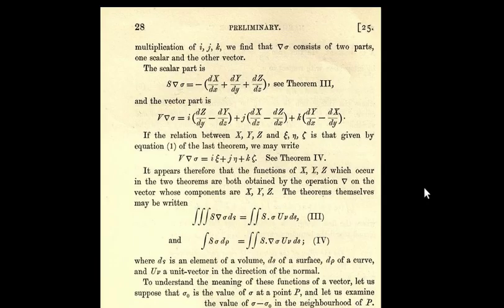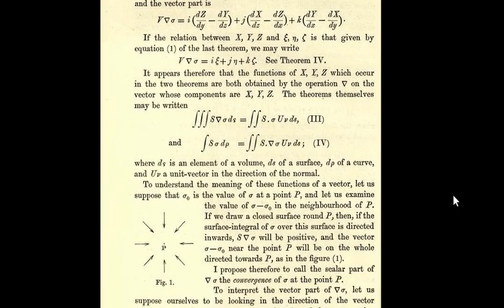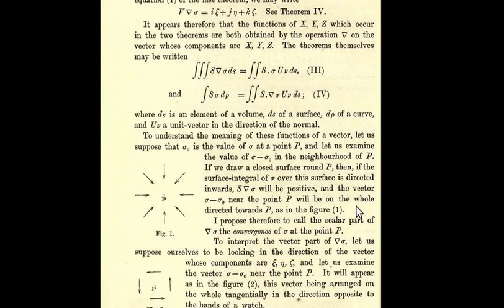See Theorem 4. It appears therefore that the functions of x, y, z which occur in the two theorems are both obtained by the operation del on the vector whose components are X, Y, Z. The theorems themselves may be written: the triple integral of del dot sigma dS equals the surface integral of sigma dot nu dS, Theorem 3, and the line integral of sigma dot d rho equals the surface integral of del cross sigma dot nu dS, Theorem 4, where dS is an element of a volume, dS of a surface, d rho of a curve, and nu a unit vector in the direction of the normal.